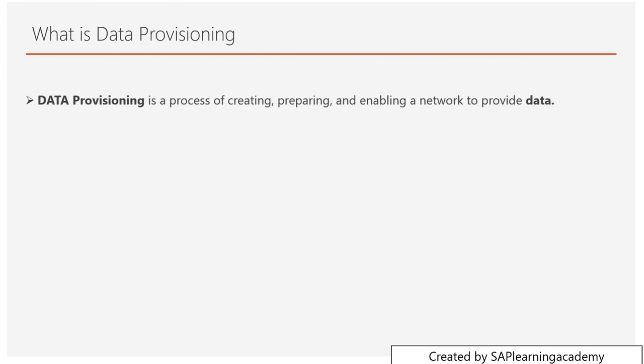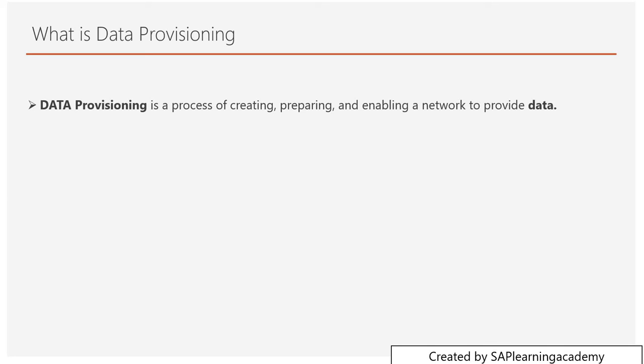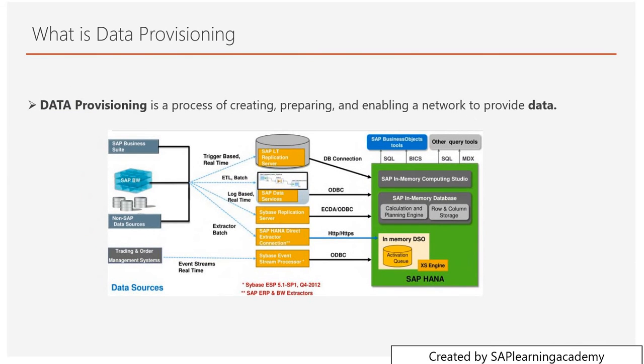In general terms, data provisioning is a process of creating, preparing and enabling a network to provide data. Now if we talk about HANA terms, in this picture on the slide, we can see that we have the SAP HANA target system on the right hand side, and on the left hand side we have different source systems like Business Suite, SAP BW or non-SAP data sources. SAP data provisioning is a method by which we can replicate the data from this SAP system or non-SAP system into the HANA system. So that's what we call data provisioning in HANA.